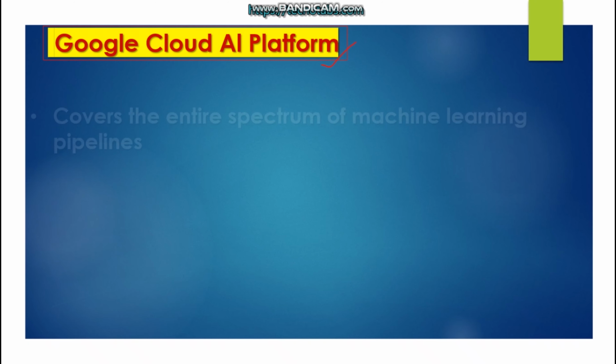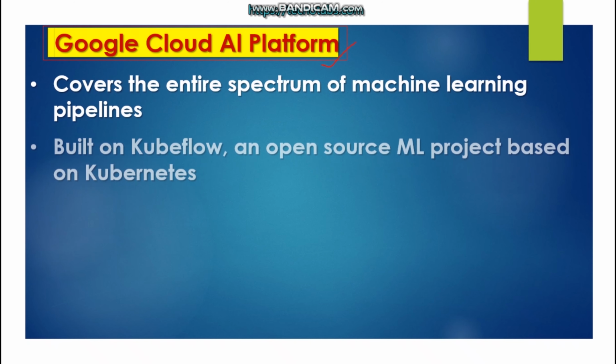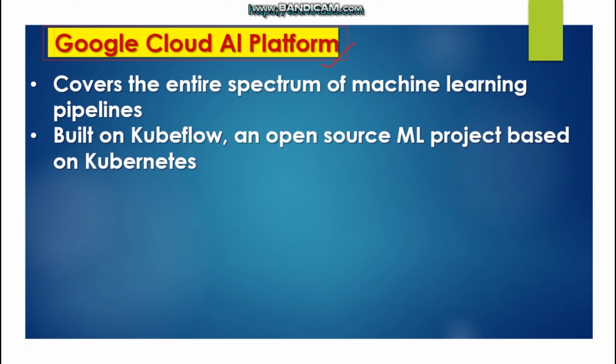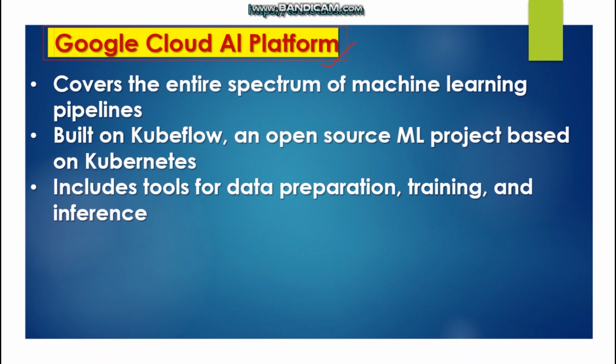Okay, so basically it covers the entire spectrum of the machine learning pipeline. It's based on Kubeflow, which is an open source machine learning project, and it's based on Kubernetes. It includes tools for data preparation, training and inference. If we go into the details of AI Platform, there are so many stages where you need to perform certain actions, and each action takes more time.